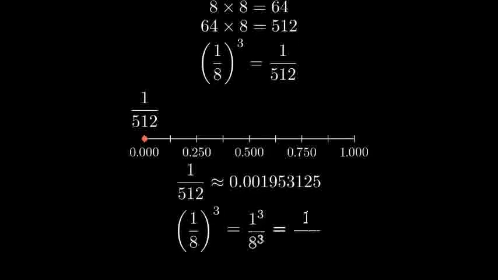So remember, when we cube a fraction, we cube both the numerator and denominator separately. In this case, 1 cubed over 8 cubed gave us 1 over 512.